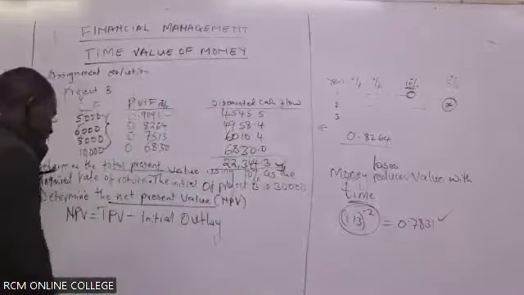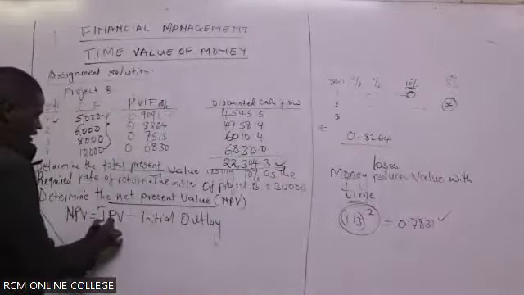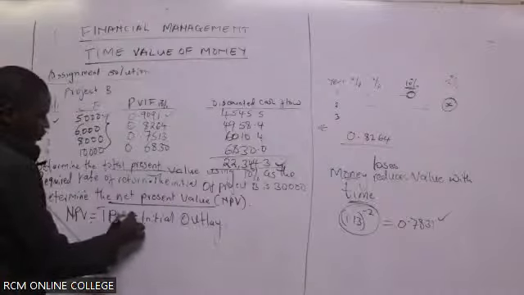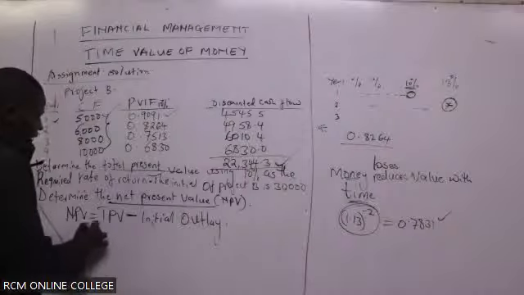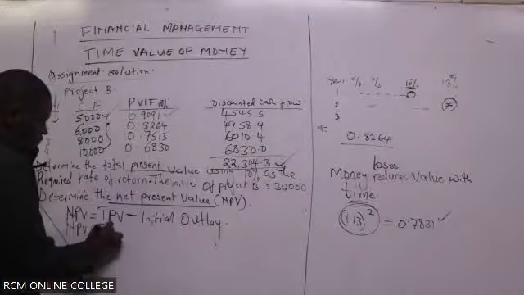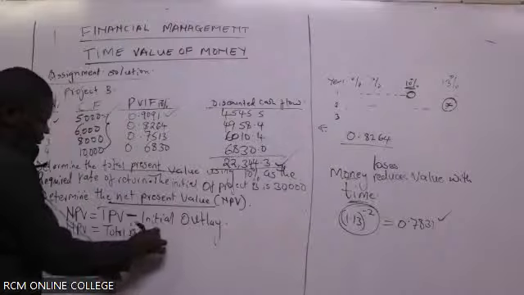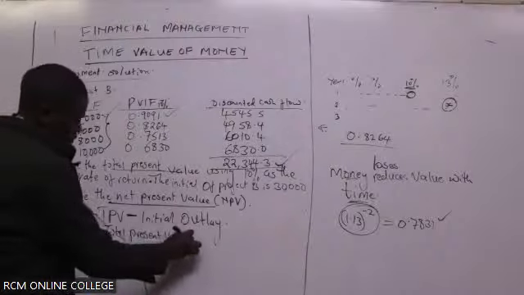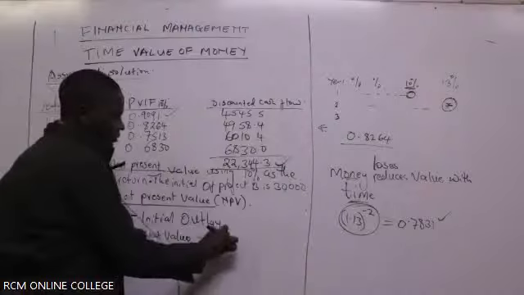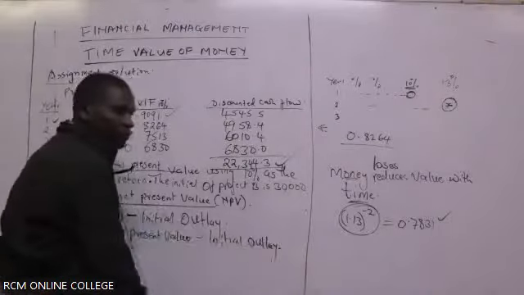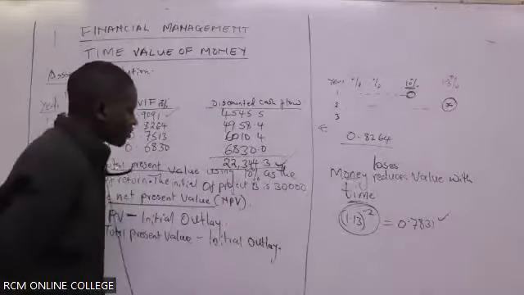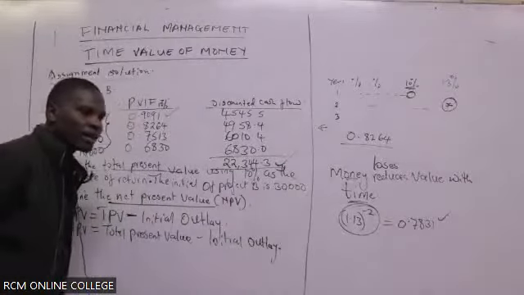Net present value is the total present value minus initial outlay. Or in short, we can say net present value is equal to total present value minus initial outlay. I am waiting for the answer.